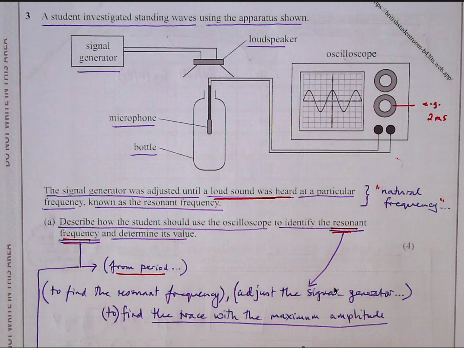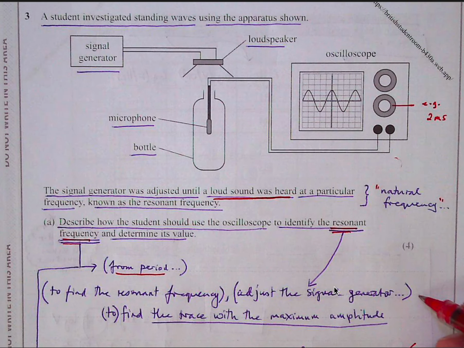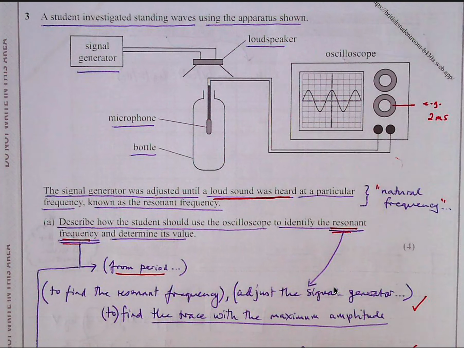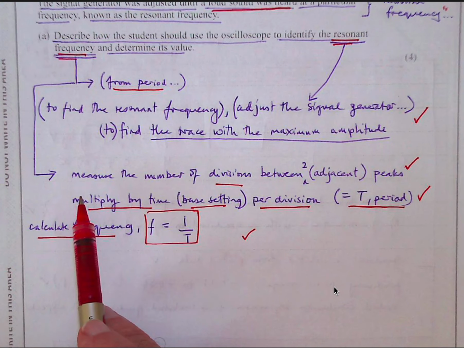That gives you the period, and then you have to calculate the frequency using the equation f equals 1 over T. That's 4 marks. So you measure the distance, multiply by time-base setting, and this is just to get the correct frequency. I'm not sure if I've shown you all that. Let me just go through that again. I was looking at the paper rather than looking at the screen.